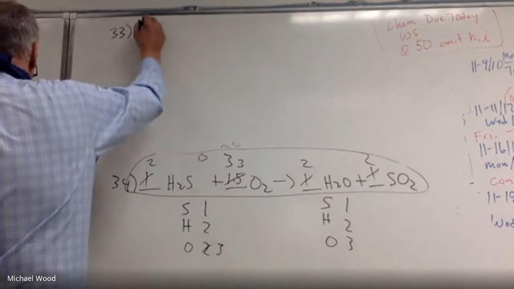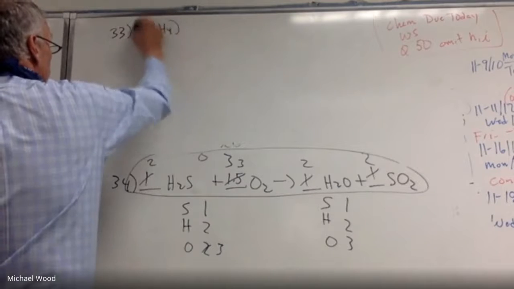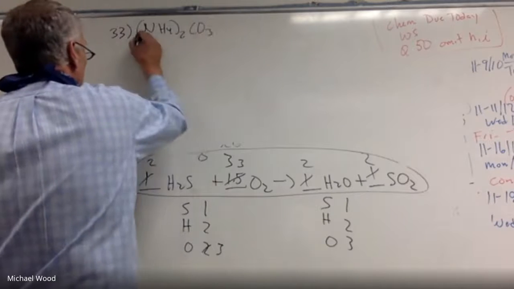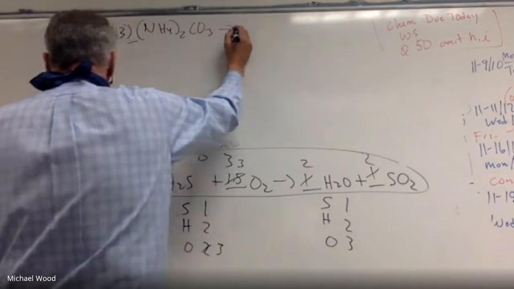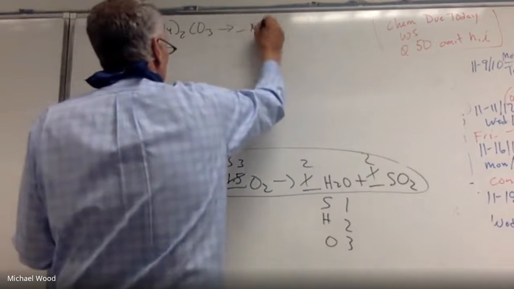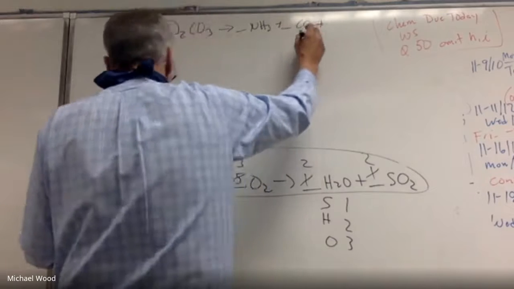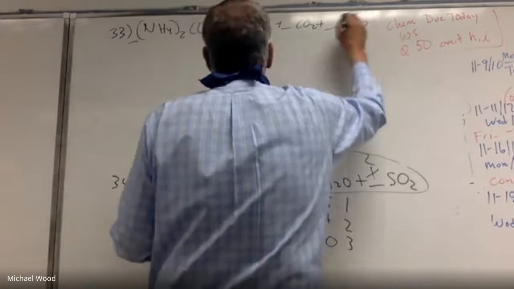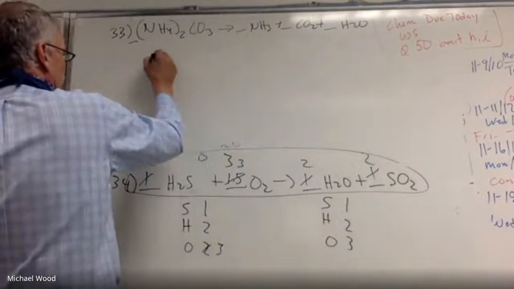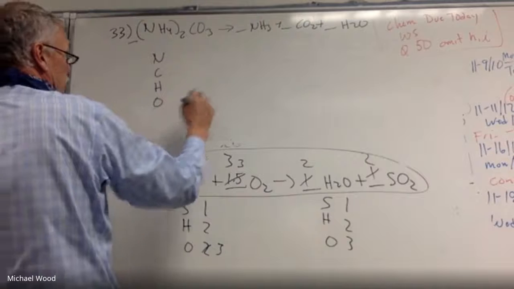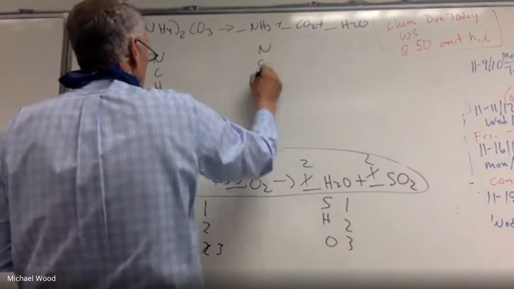So I've got (NH4)2CO3, blank, arrow, NH3 plus CO2 plus H2O. So again, accounting. So I've got N, C, and notice I always do O at the very end and then H second from the end. So here I've got N, C, H, and O.